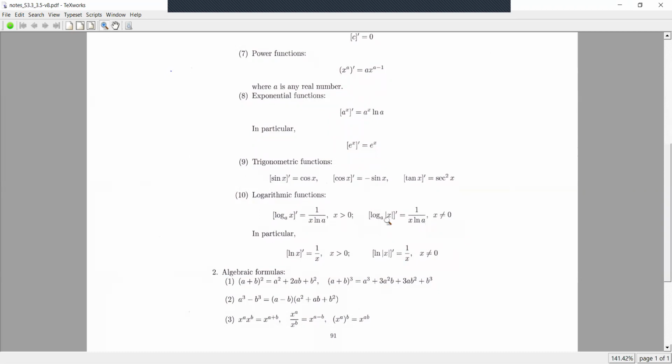The difference between these two formulas is in the domain. The domain for the first is positive x, and the domain for this formula is any number except 0. Special case, derivative of natural log of x is 1 over x. Derivative of natural log of absolute value of x is 1 over x.